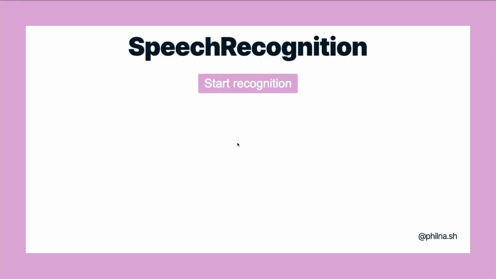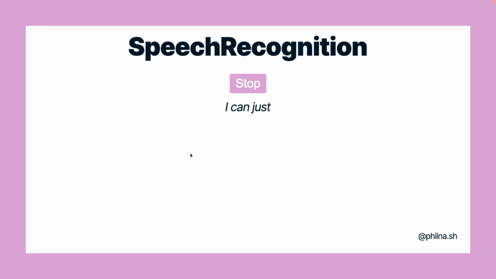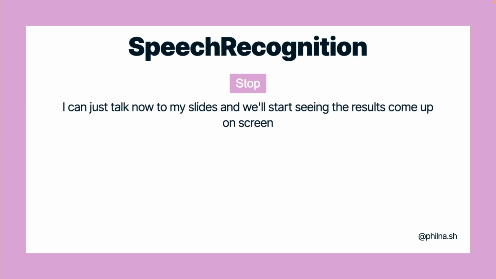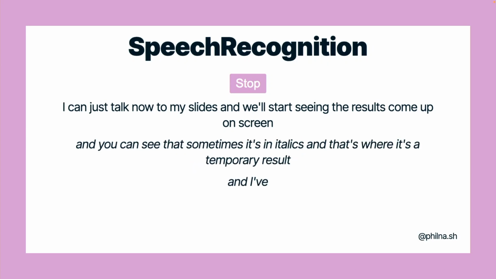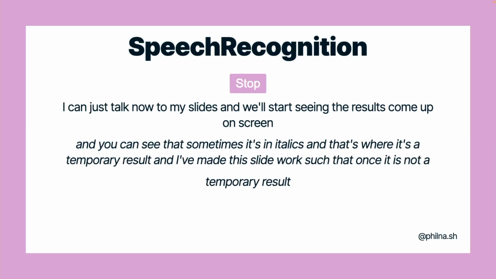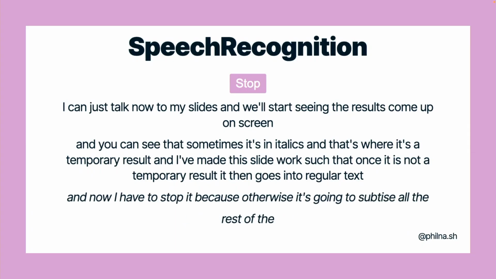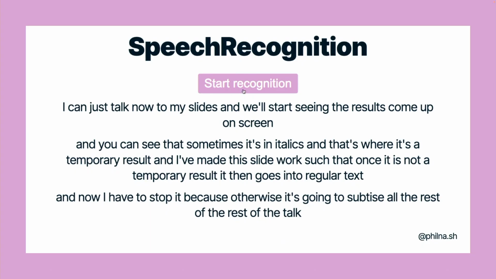And so if I were to use that, I have it built into my slides. They're running in the browser. I can just talk now to my slides, and we'll start seeing the results come up on screen. And you can see that sometimes it's in italics, and that's where it's a temporary result. And I've made this slide work such that once it is not a temporary result, it then goes into regular text. And now I have to stop it because otherwise it's going to subtitle the rest of the talk. Stop. Cool. So that works quite well, I think.